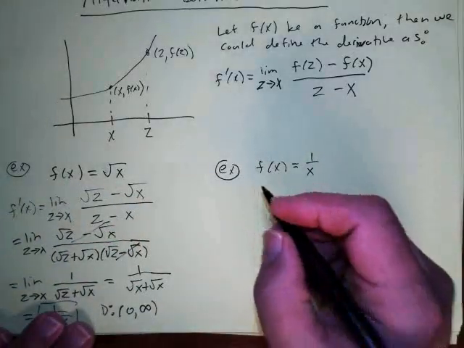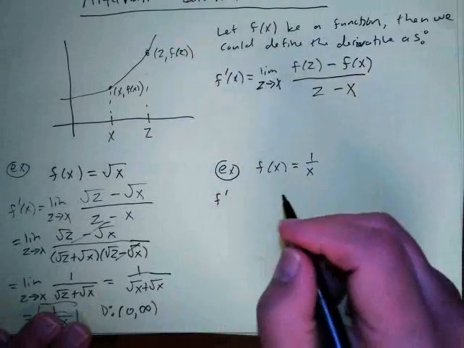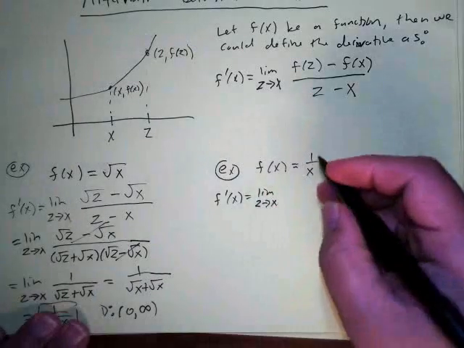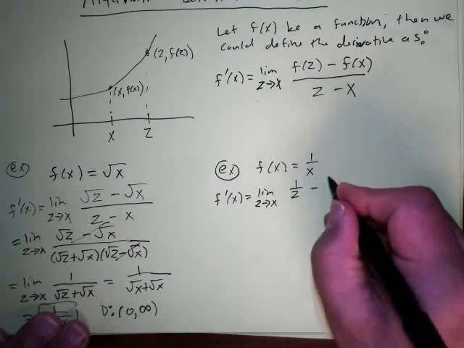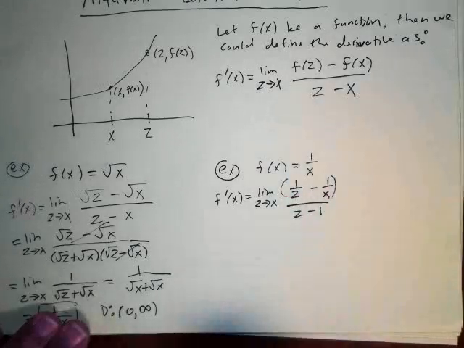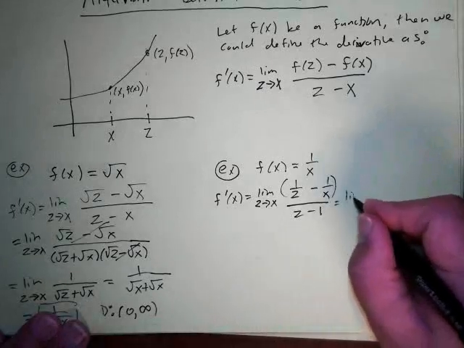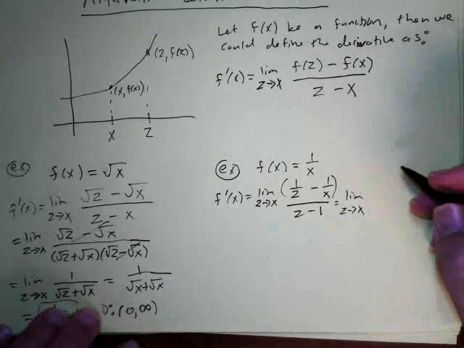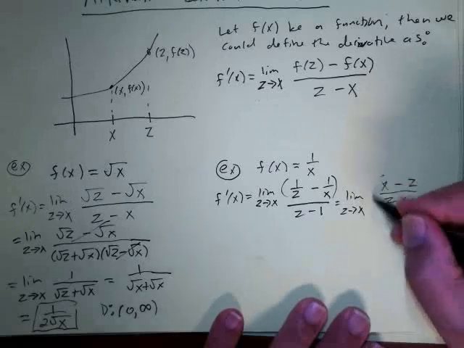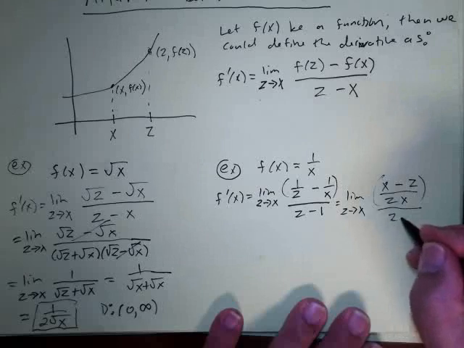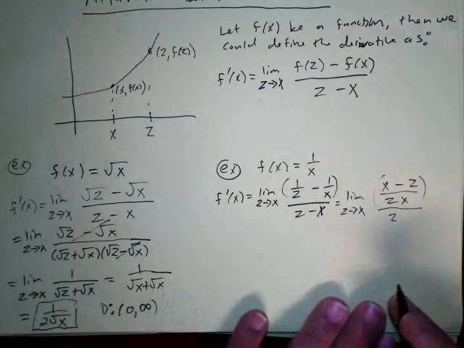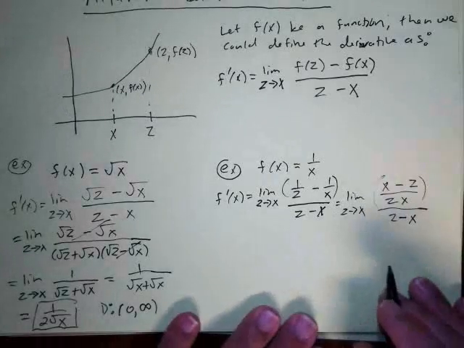Well, what about 1 over x? Let's try this. f prime of x is equal to the limit as z goes to x of 1 over z minus 1 over x, all over z minus x. It would look like that. Now I'm going to combine these over a common denominator. So this would be x minus z over z times x, all over z minus x. And by the way, this should be an x here. That should have been an x.